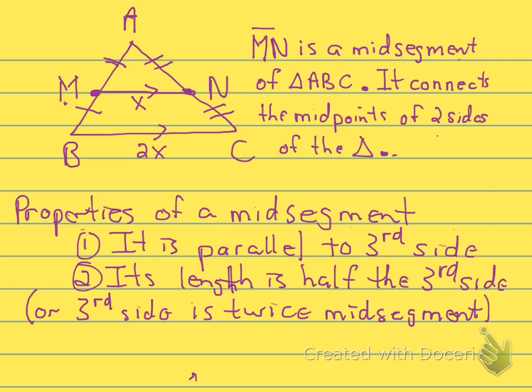In the picture shown, segment MN is a mid-segment of triangle ABC. It connects the midpoints of two sides of the triangle. In this case, it connects the midpoints of AB and AC.